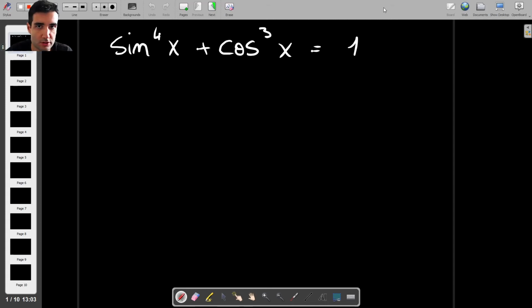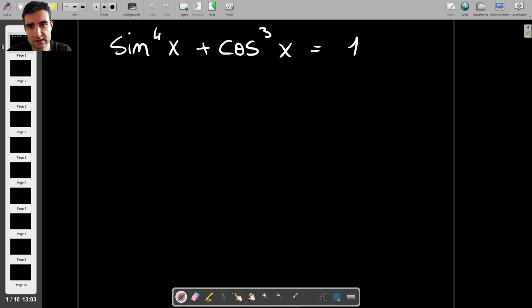Here's an interesting trigonometric equation that you might encounter if you're preparing for the maths high level IB, especially if you're trying to push yourself a bit further. So this involves sine to the power 4 of x plus cosine cubed of x equals 1.